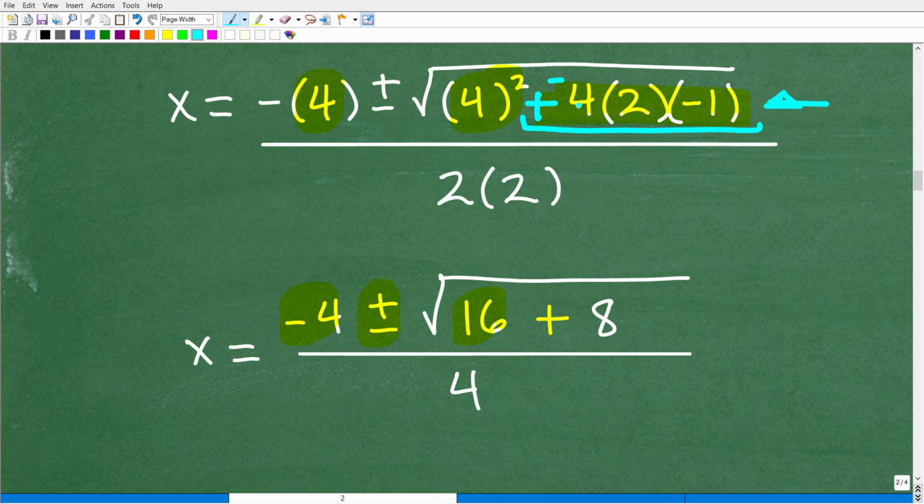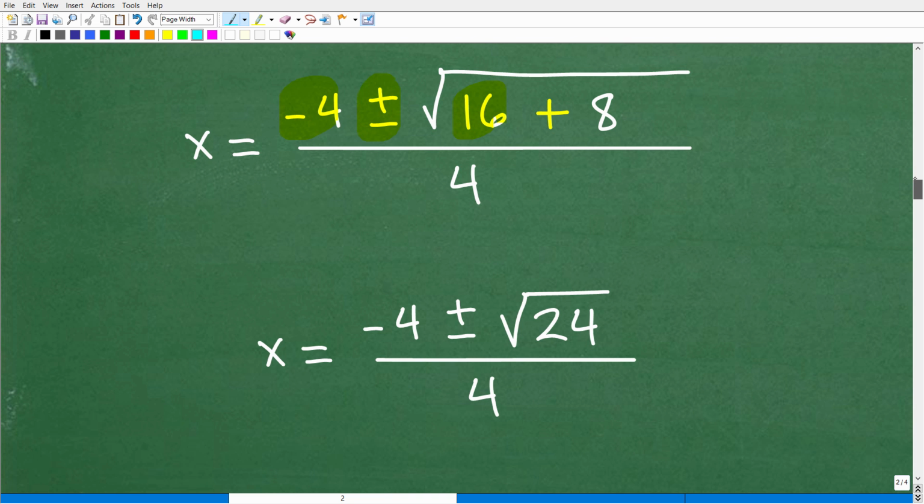So this is a -4. We're going to add a -4 times 2 times -1. So we have a negative times a positive, which is negative, times a negative. So this is all going to be what? Positive, right? A negative times a positive is negative, and negative times negative is positive. So all this is going to be positive 8. 4 times 2 times 1. So we have 16 plus 8. So we have -4 plus or minus the square root of 16 plus 8 all over 2 times 2, which of course is 4. Now let's continue on. Of course, 16 plus 8 is 24. So we have -4 plus or minus the square root of 24 over 4.